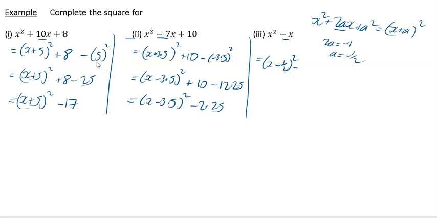So then you're just taking away minus a half all squared, which is going to be x minus a half all squared minus, and minus a half squared is going to be 1/4, and that's what we have. We'll just leave that one as fractions. Absolutely nothing wrong with that at all.